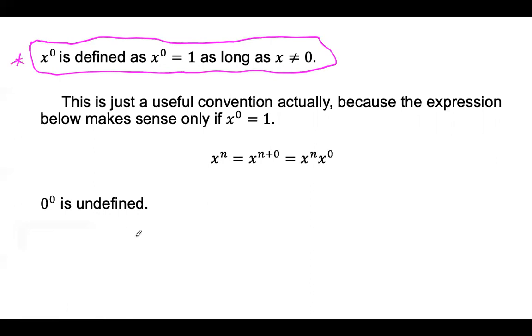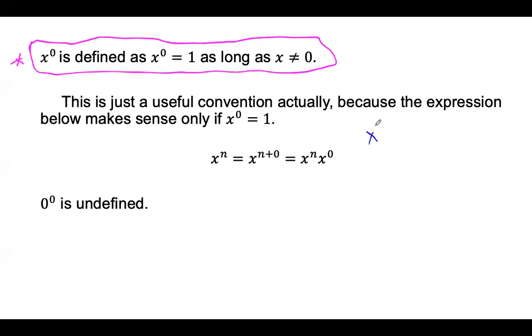We're going to see why and understand this in a second. This is a very useful convention, actually, because the expression makes sense only if x to the power 0 is 1. And we get an identity, essentially. So let's understand this a little bit further. I'll write this to the side.